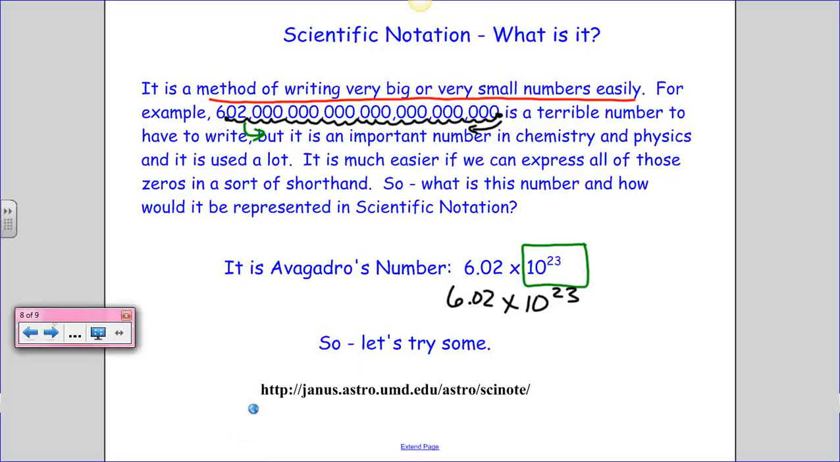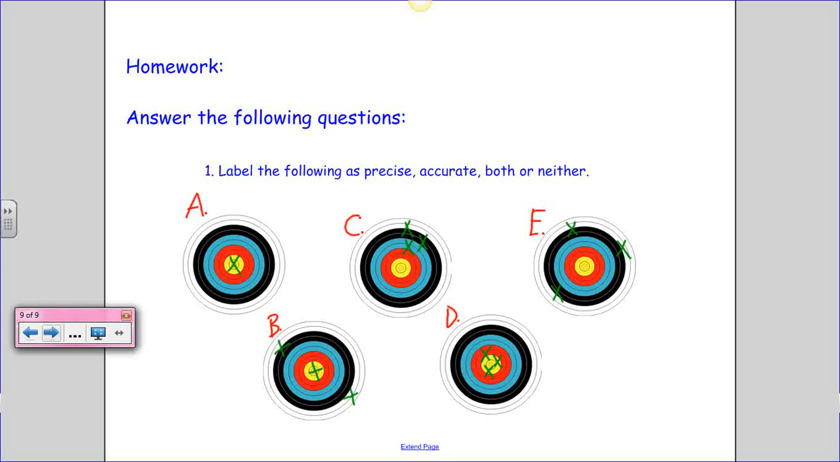You will also have to do some of that for your homework tomorrow night and on your problem set. So your homework for tonight is to do this one problem, but you should have 5 answers. So you need to label each of the following targets as precise, accurate, both, or neither. And all of the data points are green X's on the targets. So go ahead, look at this picture, write down your answers, and be ready to hand them in.